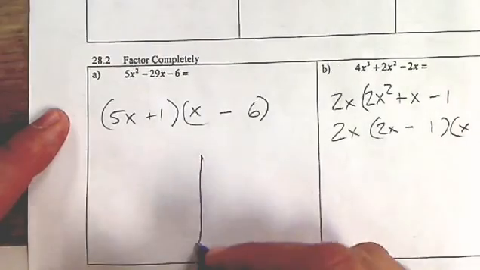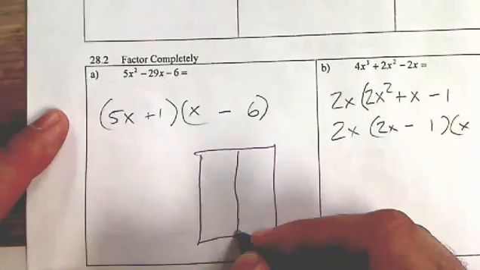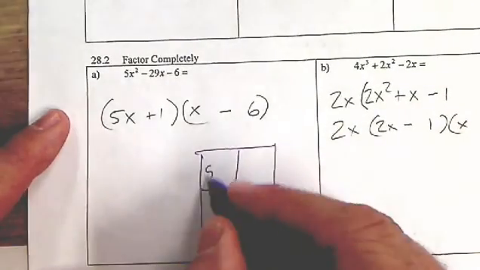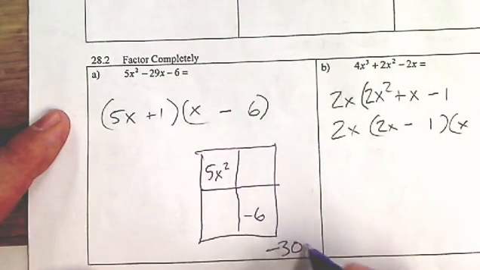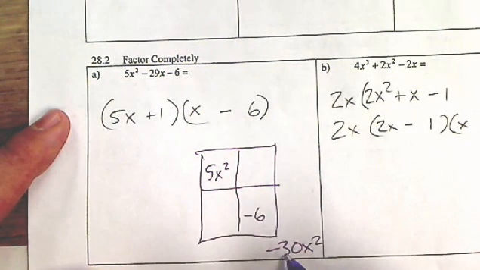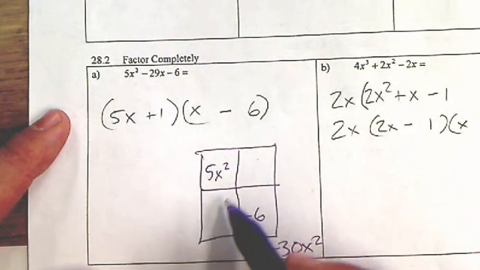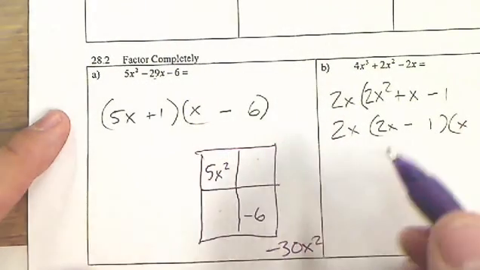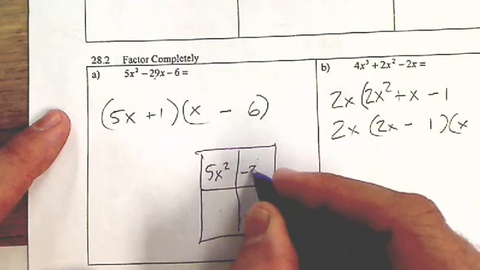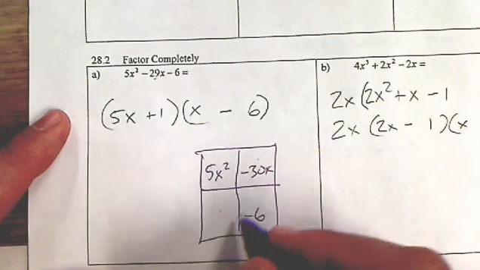It's the harder factoring. Some of you can do it in your head. If you can't, 5x squared, negative 6. Two numbers multiply together to be negative 30x squared. So two numbers multiply together to be that guy. We'll go here and here. But they also have to add together to be negative 29. So negative 30x and 1x.